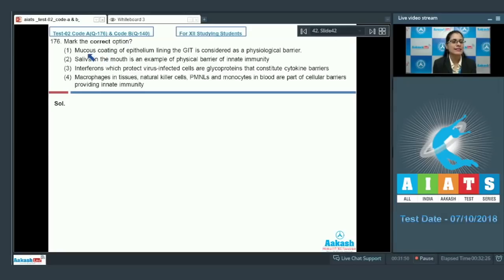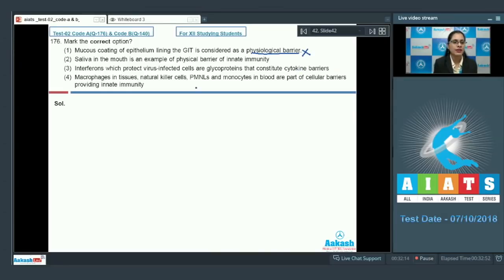Question number 176. Mark the correct option. And the very first option given is mucus coating of epithelium lining the GIT, that is gastrointestinal tract, is considered as physiological barrier, and this is an incorrect option because it is not a physiological barrier but a physical barrier.